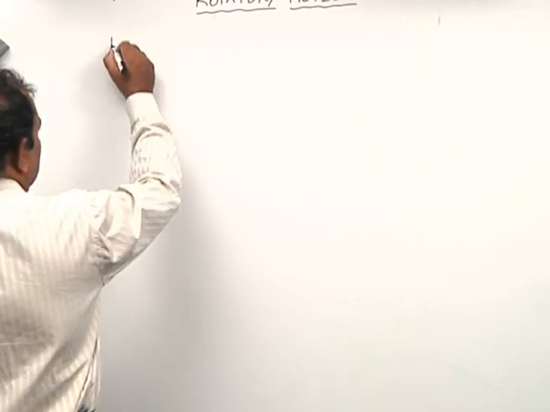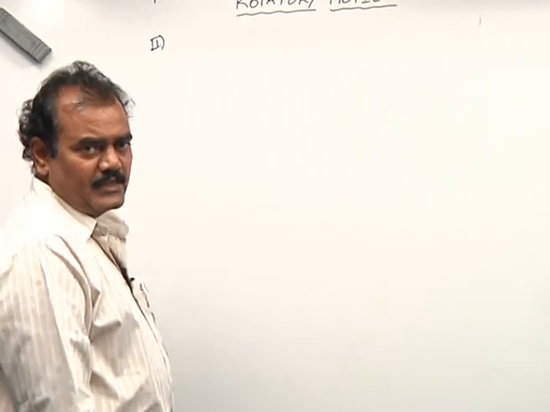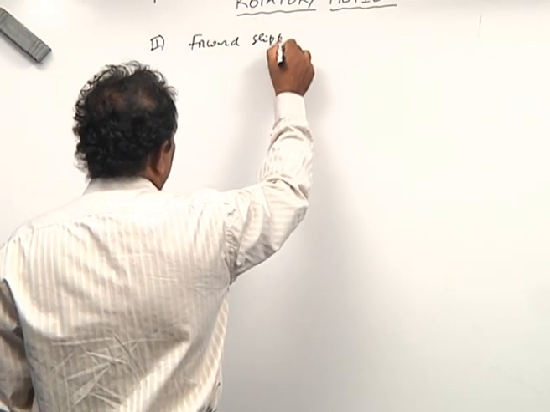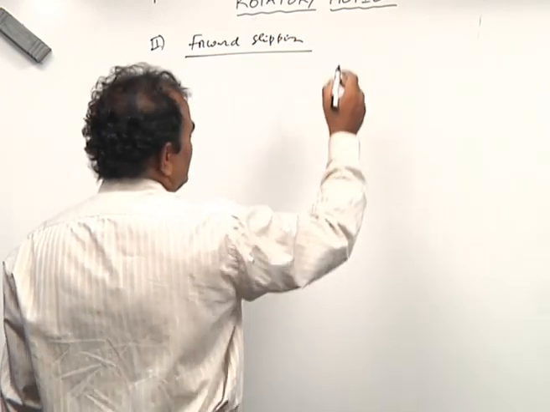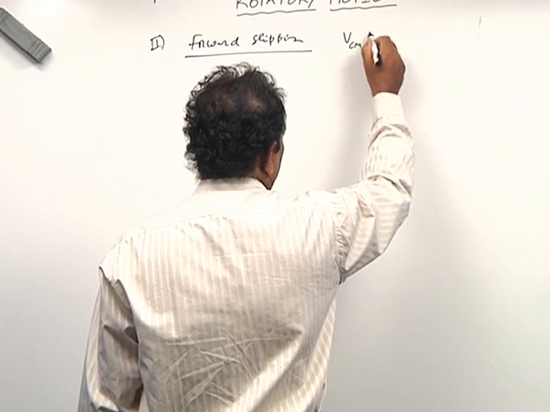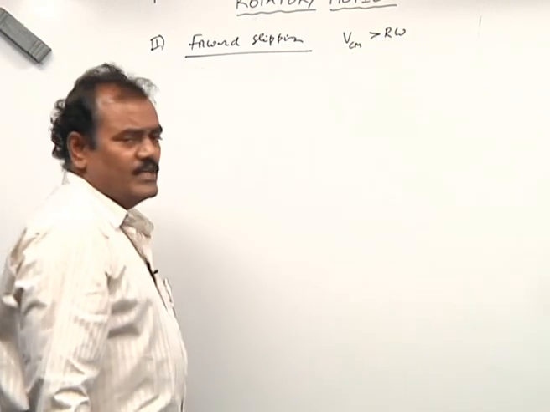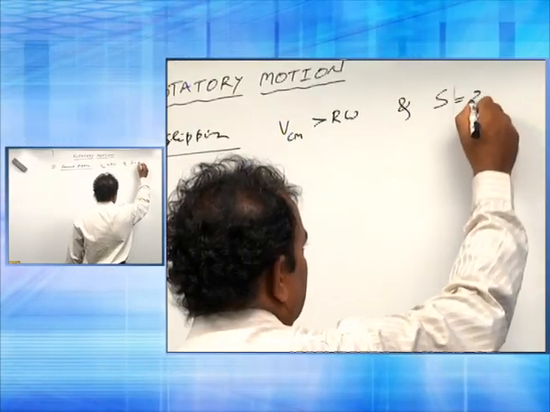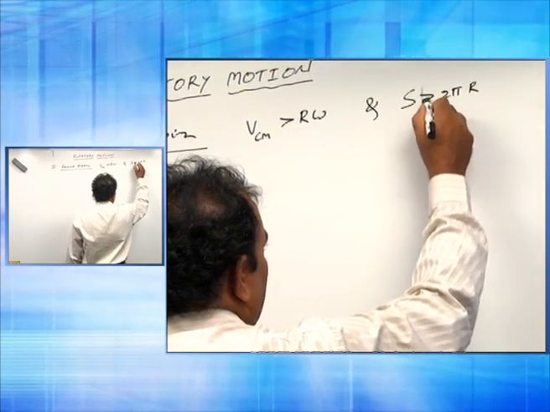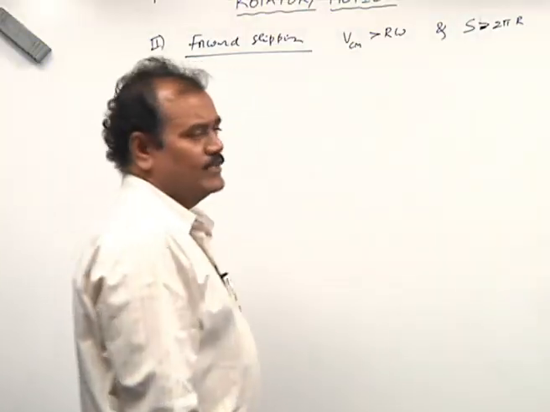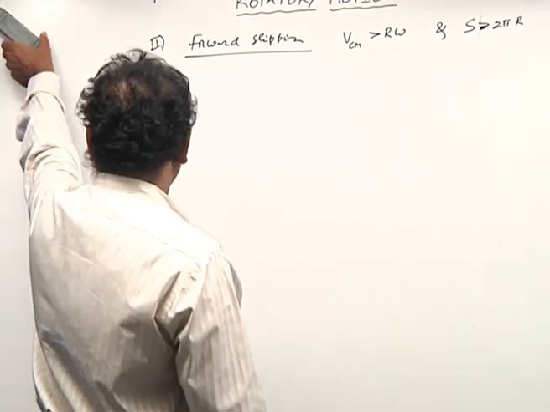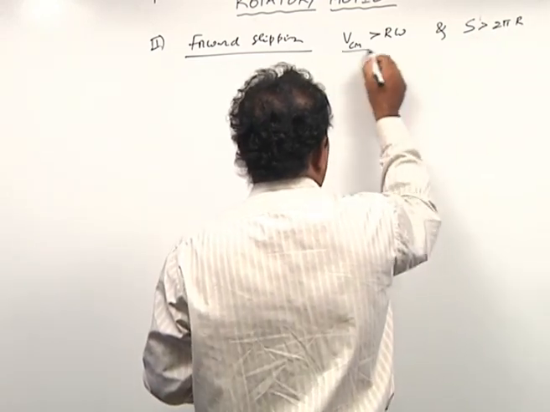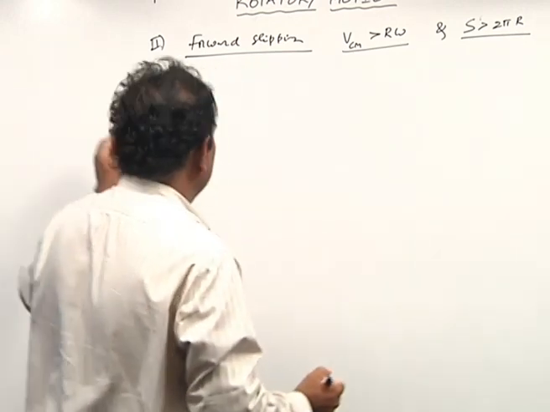Now we come to the second case, and that is nothing but forward slipping. Here we are taking this type of rolling motion. In this case, V center of mass is greater than R omega, and S, the linear displacement travelled, is also greater than 2 pi r. So these are the characteristics of forward slipping: V center of mass greater than r omega and S greater than 2 pi r.